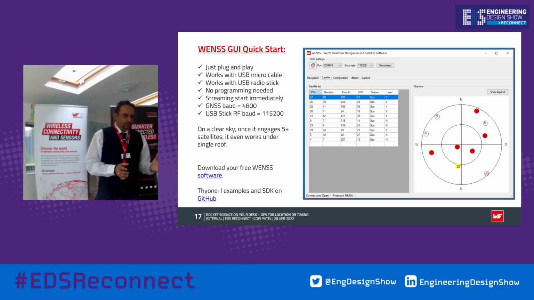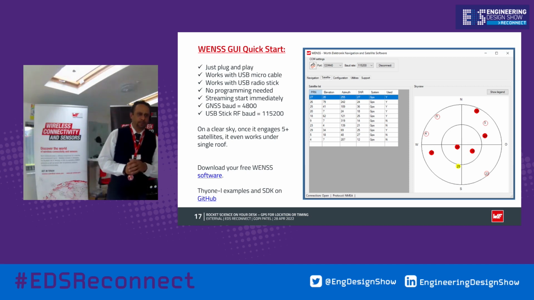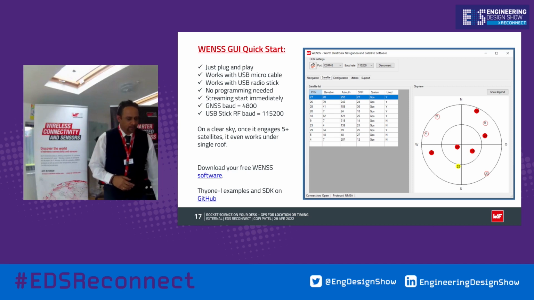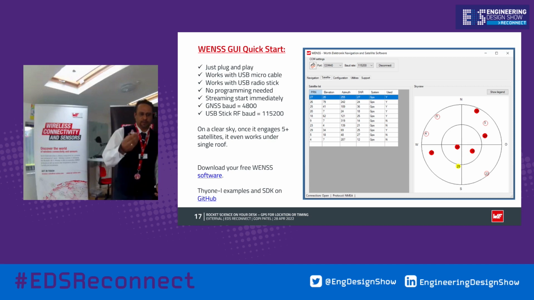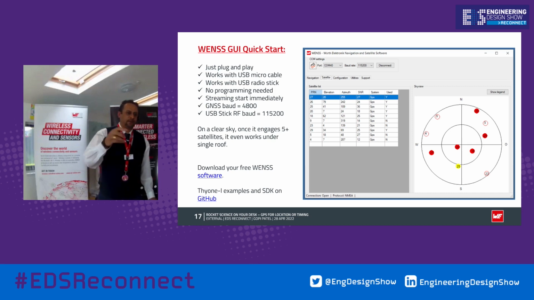All these modules and all the GNSS receivers are simply plug and play, works with a simple USB micro cable, and default baud rate's 4800, but when you use a USB stick, make sure that you use a baud rate 115200 because this radio works incredibly fast compared to the GNSS.